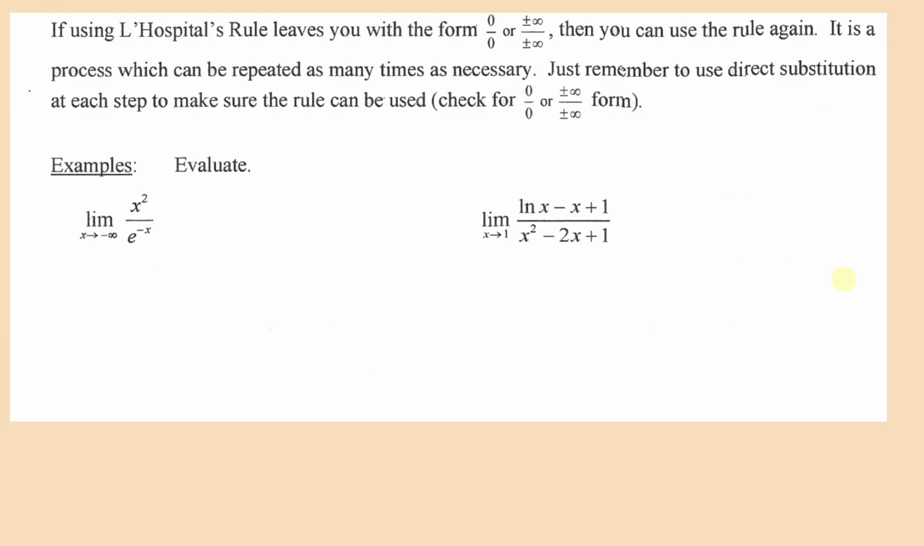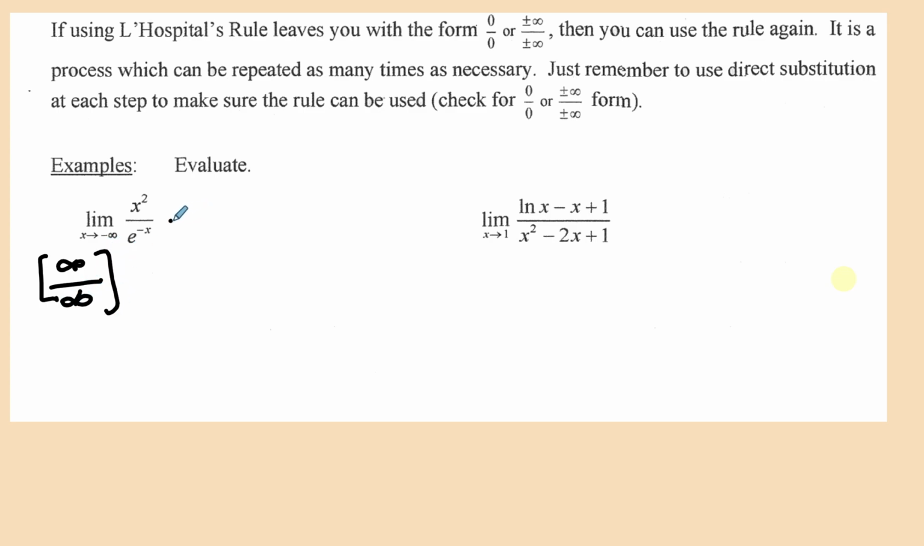Let's take a look. If using L'Hopital's rule leaves you with the form 0 over 0 or infinity over infinity or any combination, it is a process which can be repeated as many times as necessary. Just remember to use direct substitution at each step to make sure the rule can be used. So I'm going to do this problem, and I notice that the numerator is infinity, and the denominator, if I put negative infinity in here, that turns to positive infinity. E to the positive infinity is infinity.